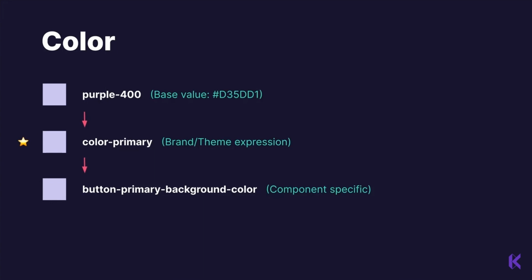And if we want to, we can also go to the next level, which is the component specific level, which is button primary background color, which can use the aliases above. So purple 400 or color primary, and those can feed into the button primary background color.